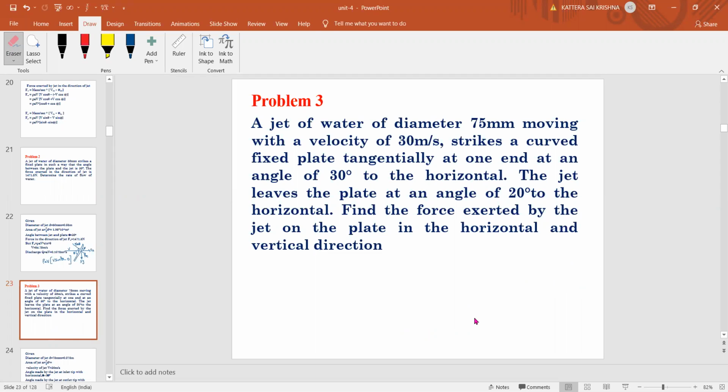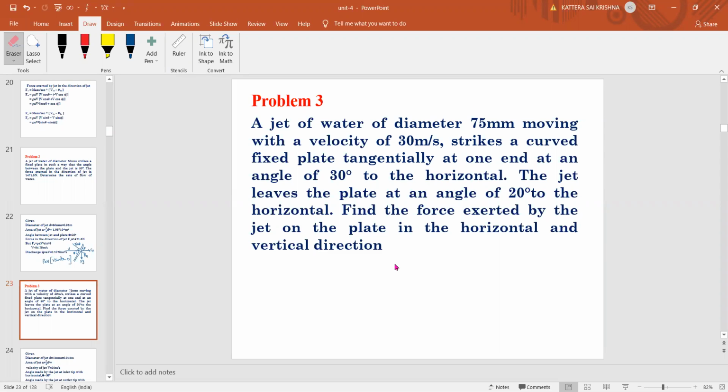Okay, so after copying the question, you can write down the given data. So what all things he has given? First, he has given the diameter of the jet, d equal to 75 mm. So 75 by 1000, 0.075 meter. Right. So next you can find the area by using the diameter of the jet. So area of the jet is small a equal to pi by 4 into 0.075 square. Then you can get the area.